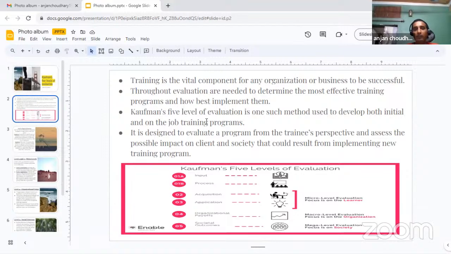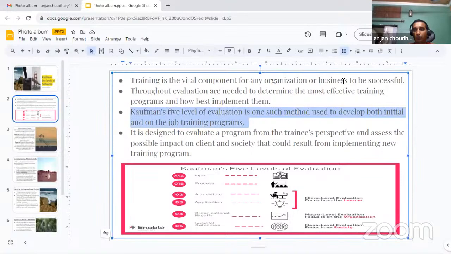So the Kaufman five levels of evaluation is one such method used to develop both initial and on-the-job training programs. It is designed to evaluate a program from the trainees' perspectives and assesses the possible impact on client and society that could result from implementing a new training program.